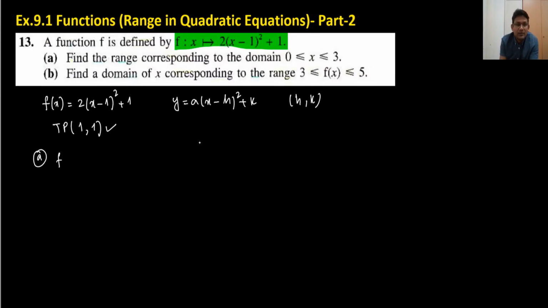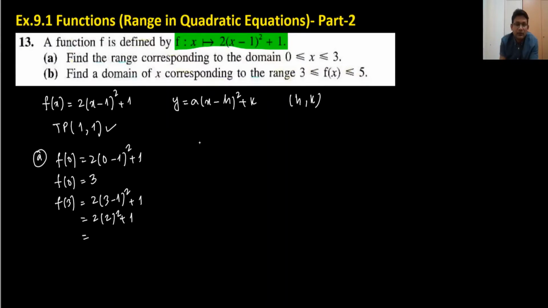So the domain is like 0 is there. I am writing 2(0 minus 1) whole square and plus 1. When the domain is 0, 0 minus 1 is minus 1, square is positive 1, 2 times 1 is 2, plus 1 is coming 3. And when we substitute 3, it is 2(3 minus 1) whole square and plus 1. This is 2 and 2 square is 4, 2 times 4 is 8, plus 1 is coming 9. When the domain is 3, the image is 9.